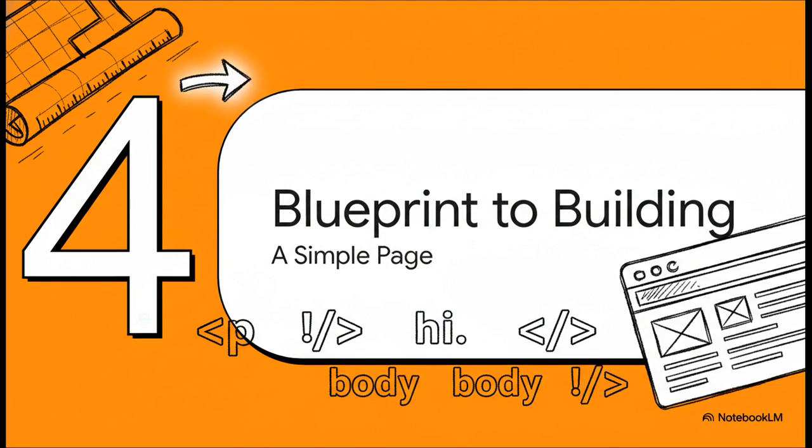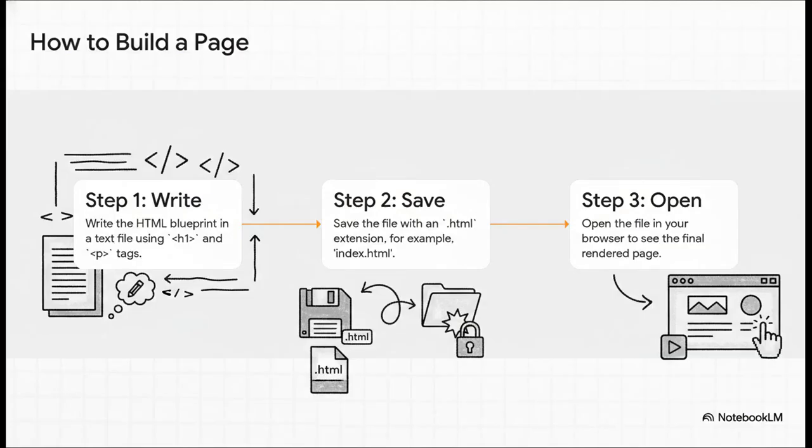Okay, enough theory. It's one thing to talk about it, but it's way cooler to actually see it in action. So let's take our blueprint and watch a browser build a real web page from it. This is the part where it all starts to click. And you won't believe how easy this is. Step 1 is just to write out your blueprint. Use a heading tag for your title and a couple of paragraph tags for your text. Step 2, save the file. Now, here's the key. Give it a name that ends in .html, like index.html. That little extension tells the computer this is a web page. And then, step 3, just open that file in your browser.